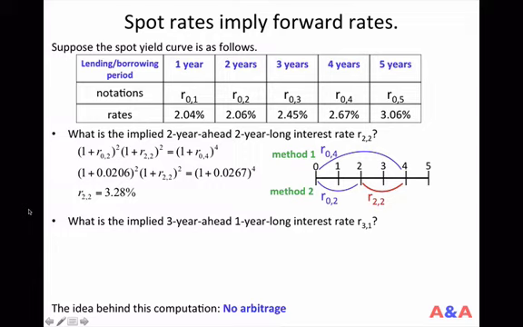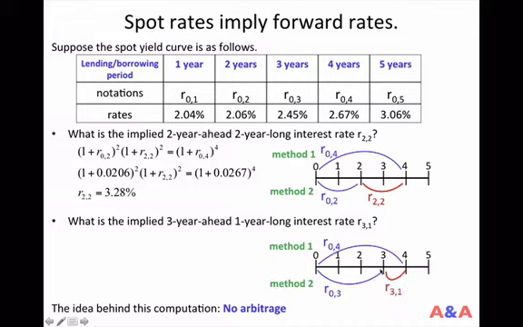A similar logic can be used to find the implied 3-year ahead, 1-year long interest rate R31. There are two methods to invest money for 4 years. One is again to invest through the 4-year spot contract. Another method is to enter into a 3-year ahead, 1-year long forward contract and at the same time lend the money through the 3-year spot contract. And these two methods should give the same results.